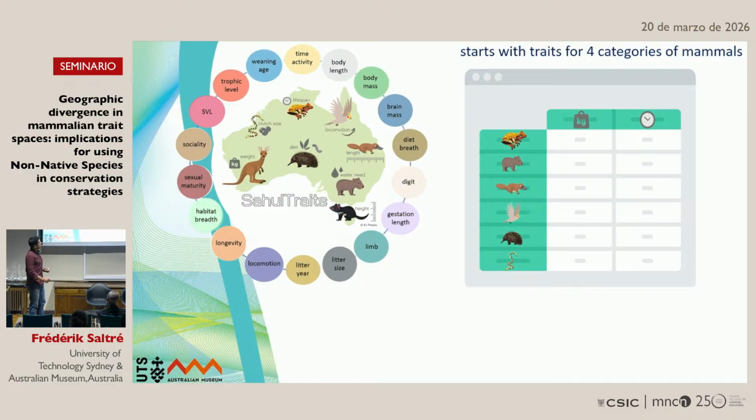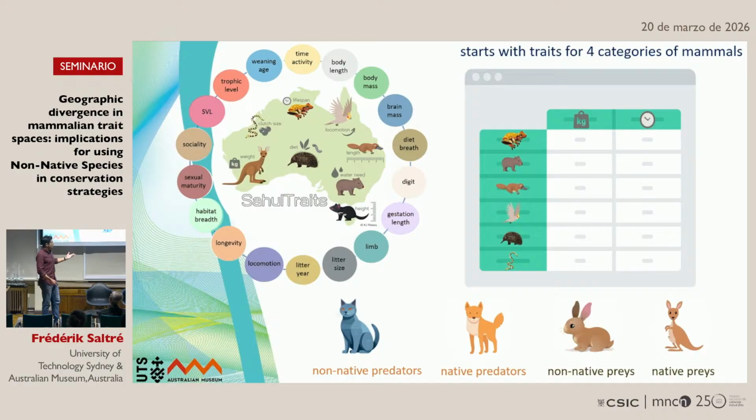We take all of the traits, 18 different types of traits, from time of activity, diet, breadth, limb, litter size, locomotion, and so on. For each species, we have trait values. And we're going to group mammals in Australia into 4 different groups: non-native predators, native predators, non-native prey, and native prey. Those groups have been made, nativeness and non-nativeness, relative to European colonization in 1788. That's why the dingo is in the native species, even if it's not fundamentally a native species in Australia. So we have those 4 groups, and the idea is to analyze the differences in trait, in function, between those 4 groups.